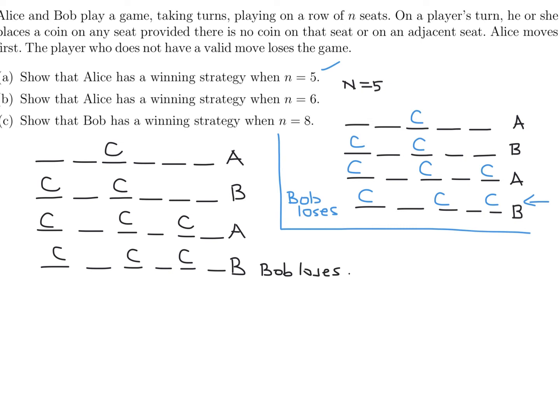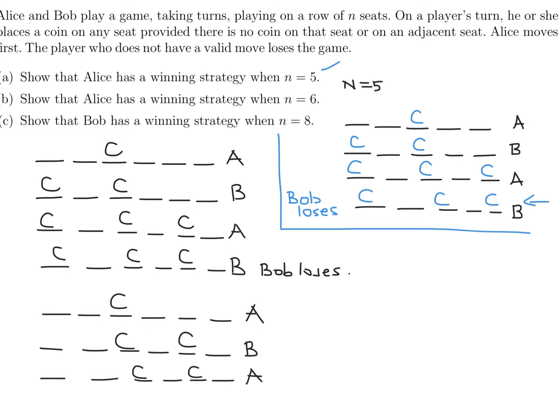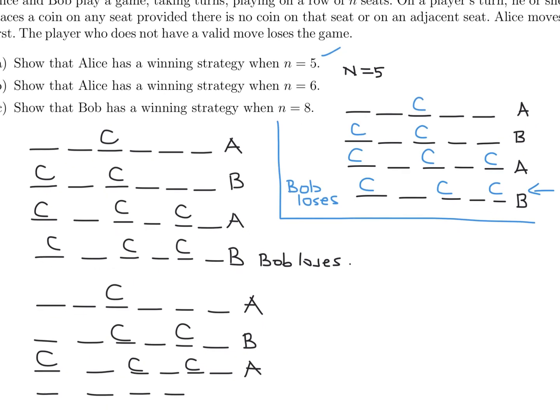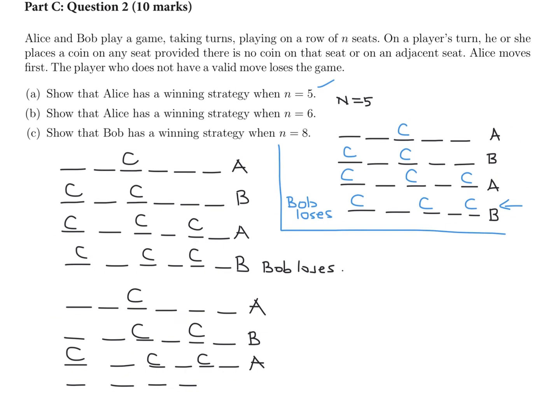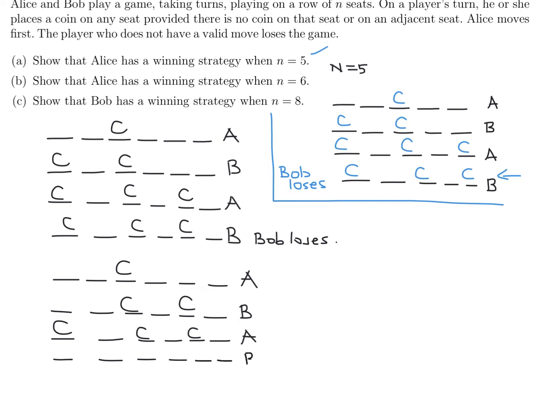And then the other way was, of course, sort of similar. She starts off there, and then Bob, let's say he decides to put a coin here. Then Alice would put a coin here. And now that it's Bob's turn, he unfortunately has nowhere to go because this slot and this slot are taken, and he loses again. So Bob loses again.